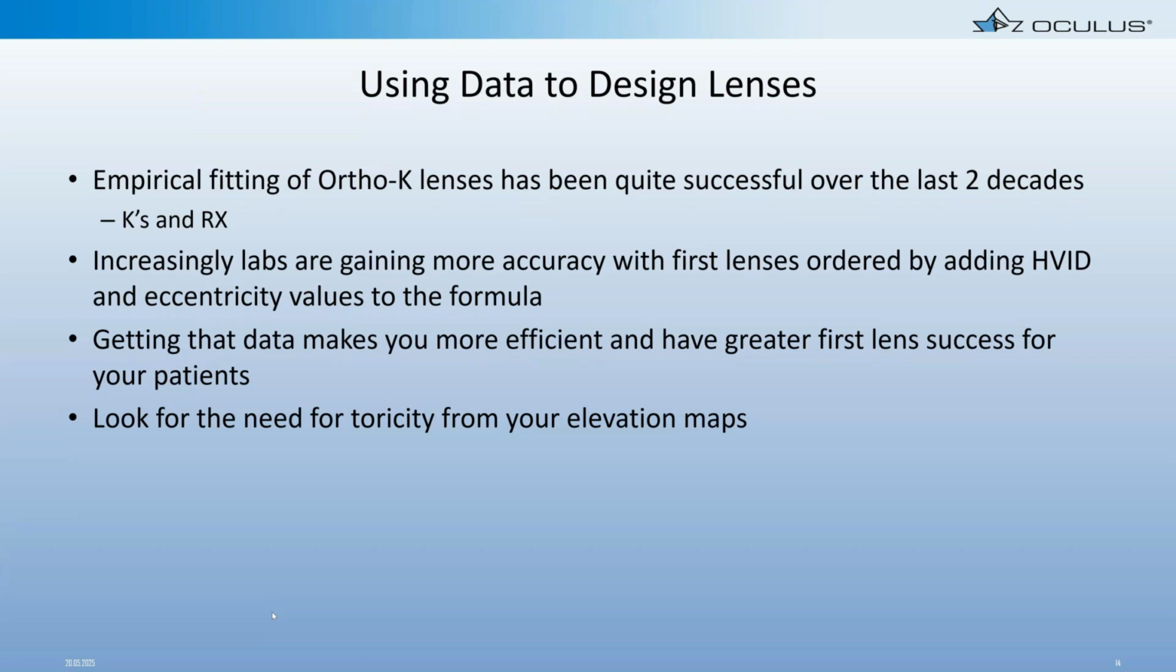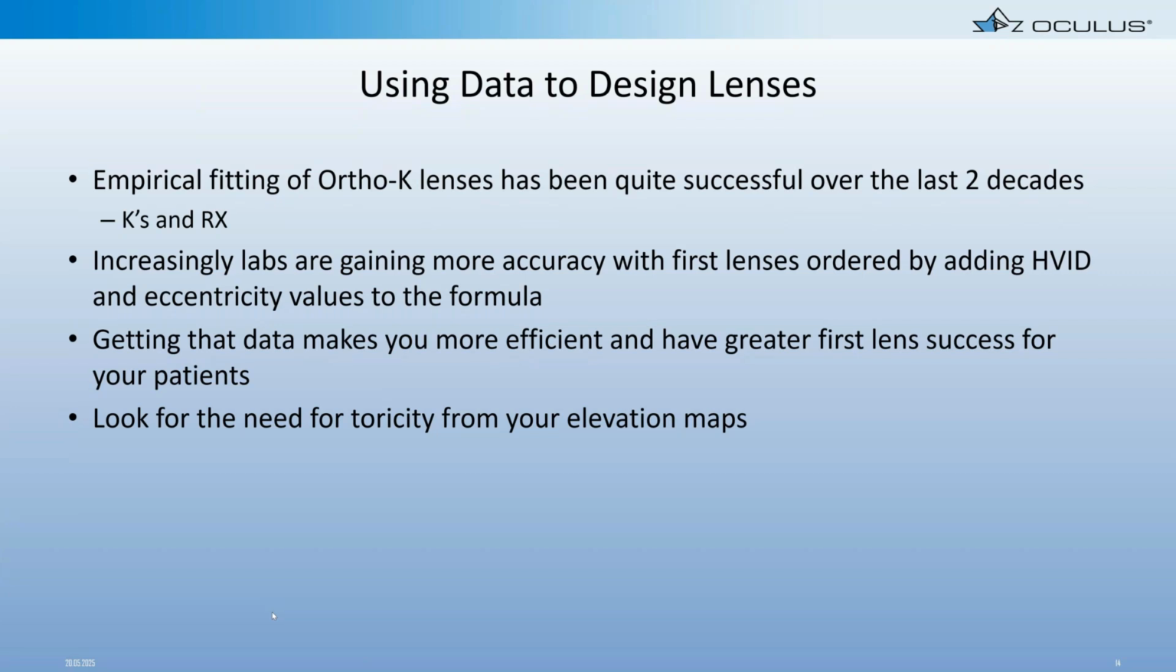So that's great. However, more and more now, the labs are able to take more information from our maps and get even better outcomes, even better first fit success rate. It's usually by adding corneal diameter, or HVID, horizontal visible iris diameter, and eccentricity values to the formula. When you add those additional components, you can increase your first fit effectiveness from, let's say, 80% up to greater than 90%. And that is really helpful. So getting that data makes you more efficient and gives you greater lens success for those data-driven lenses as well.